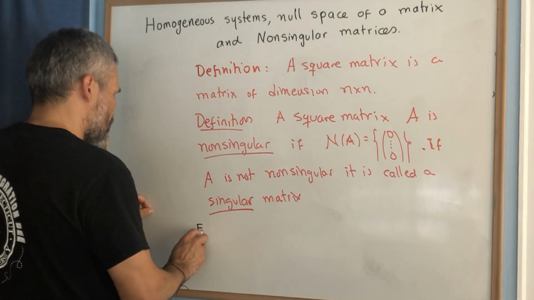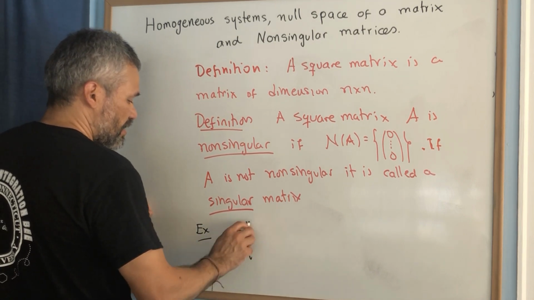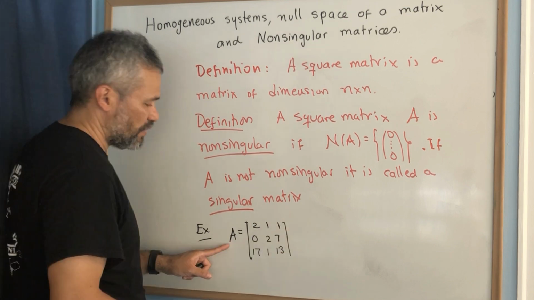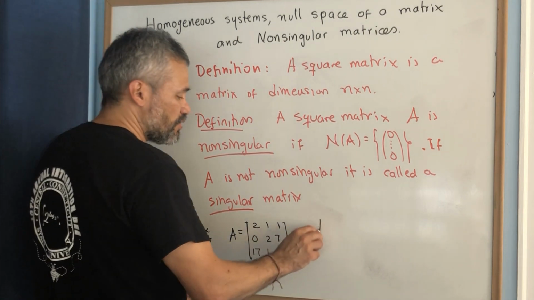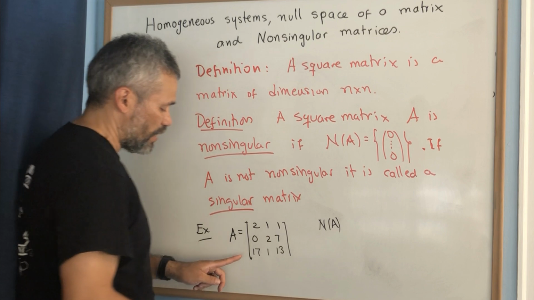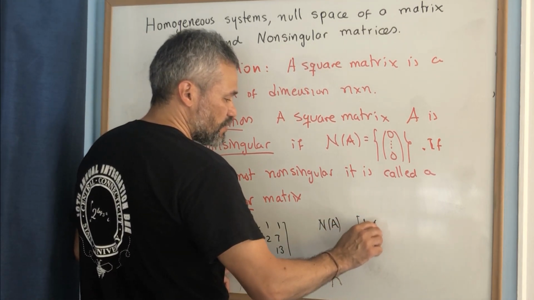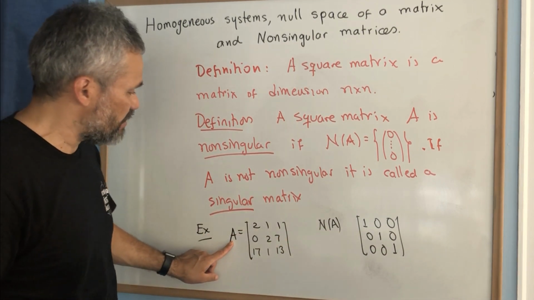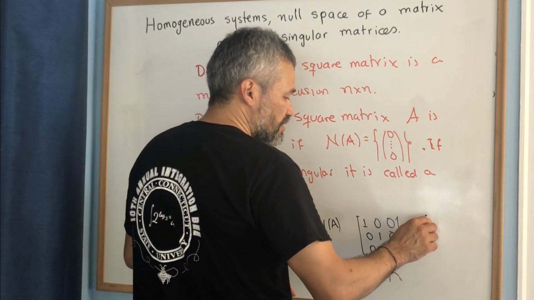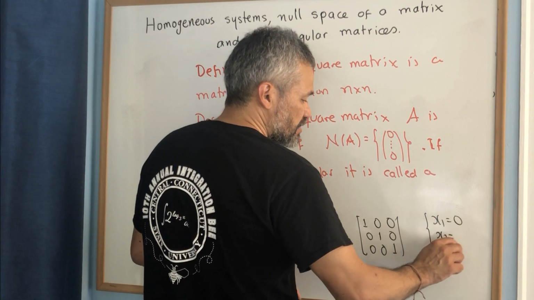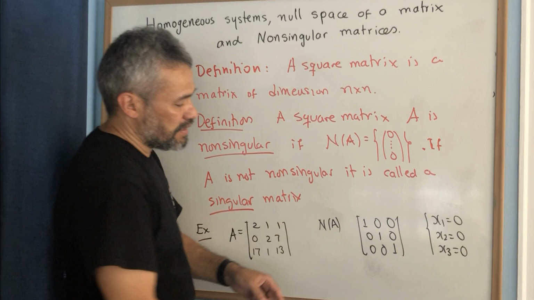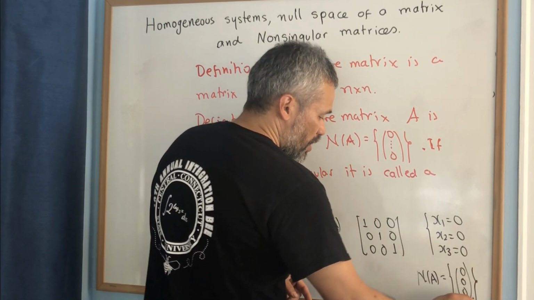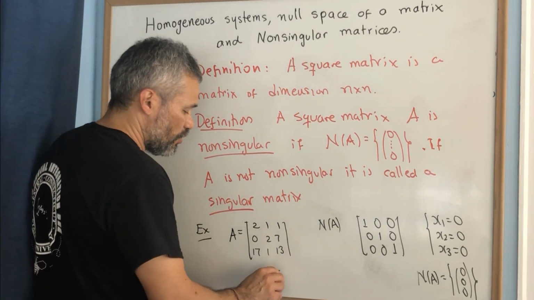As an example, if we think about the matrix A equal to 2, 1, 1, 0, 2, 7, 17, 1, 13, then to decide if it is singular or not singular, we need to compute the null space of A. To compute it, we can do the reduced echelon form of this matrix, which is the matrix 1, 0, 0, 0, 1, 0, 0, 0, 1. And then the null space of this matrix is equal to the null space of A, but the null space of this matrix is the solution of the system x1 equals 0, x2 equals 0, x3 equals 0, which means that the null space of A is just the set {0, 0, 0}, and that means that this matrix A is non-singular.